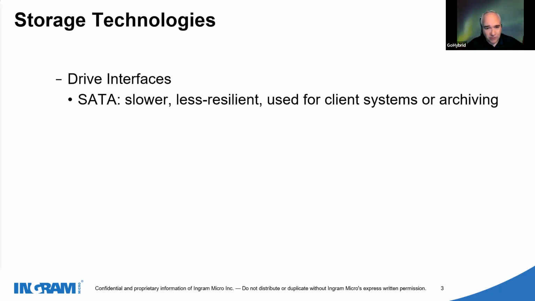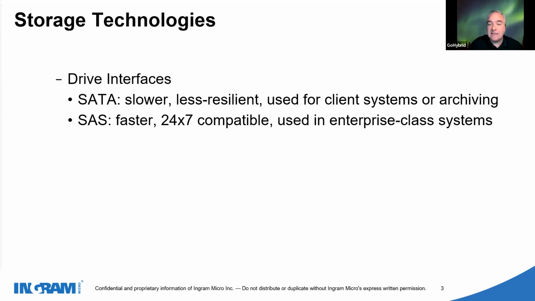So in the world of storage technology, the common drive interfaces are SATA and SAS. The difference between the two, SATA tends to be slower and less resilient, and it's typically found in client systems or for archiving. Although I say it's typically used in client systems, you will find it in the data center world quite a bit, usually as a low-cost alternative for storage.